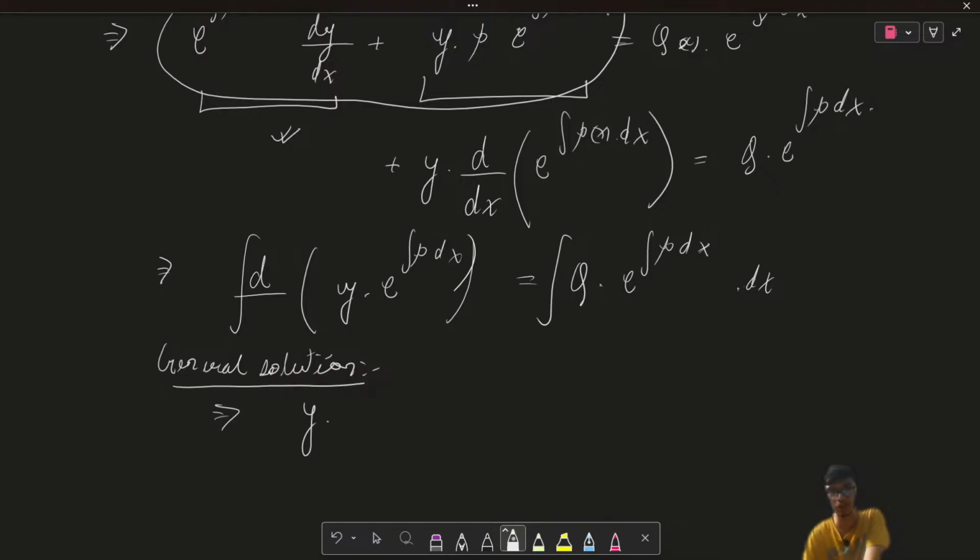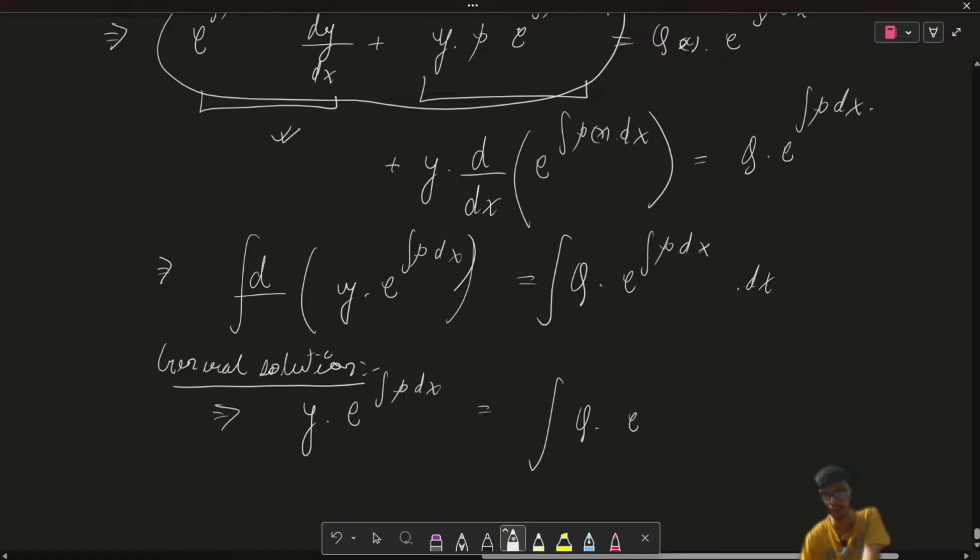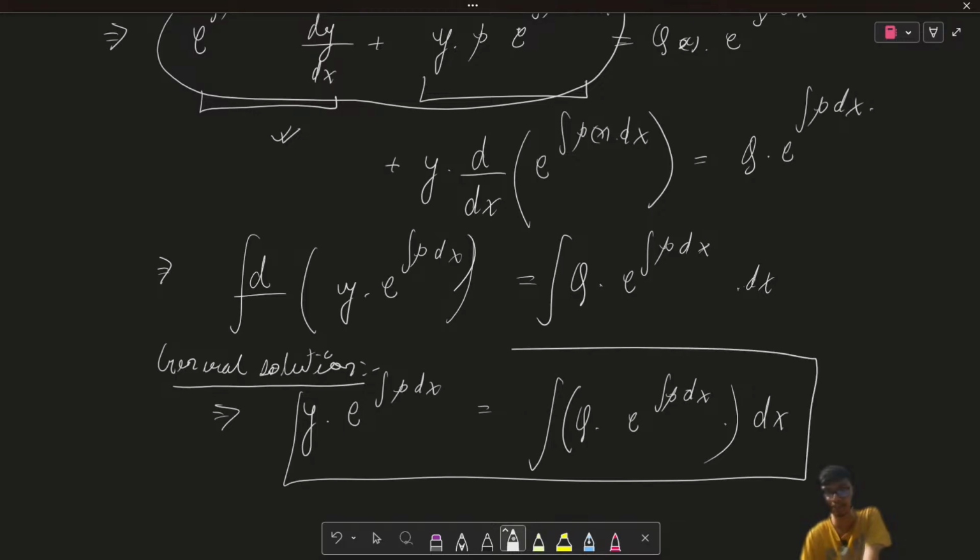My general solution is going to look like this: y into e to the power integration of P(x) dx is equal to the integration of Q into e to the power integration of P dx, dx. So this is going to be the general solution of such a first order linear differential equation, right? I hope this is clear to all of you. This is how the general solution of a first order linear differential equation is going to look.